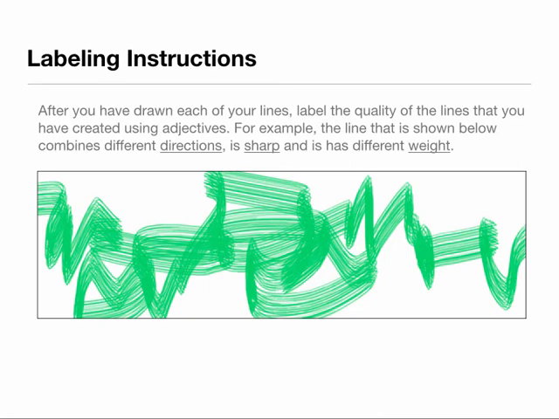Okay, so we've got all of our images labeled. So now what we're going to do is go through and apply the different qualities of line or types of line that you have used next to them. So for example, if you have drawn a jagged zigzag line, right, we also know this to be a sharp line. So you could put the descriptors as well as the name of the type of line that we have learned about in previous lessons.